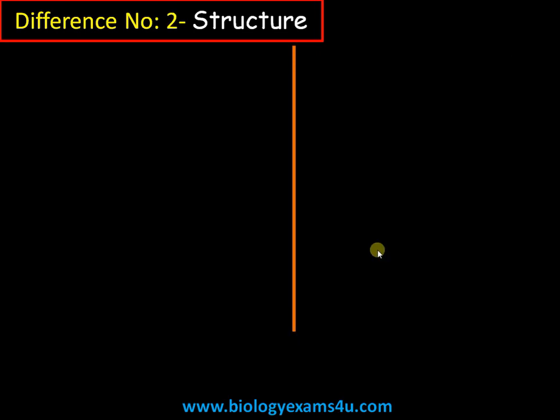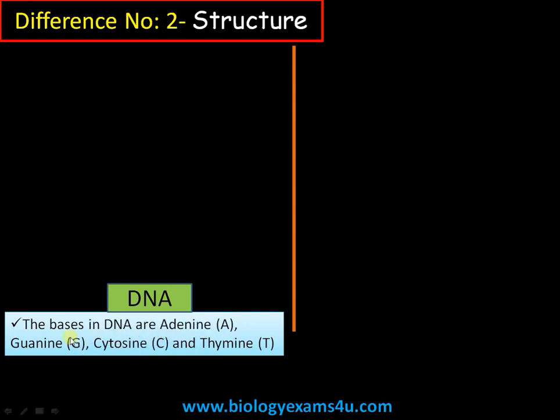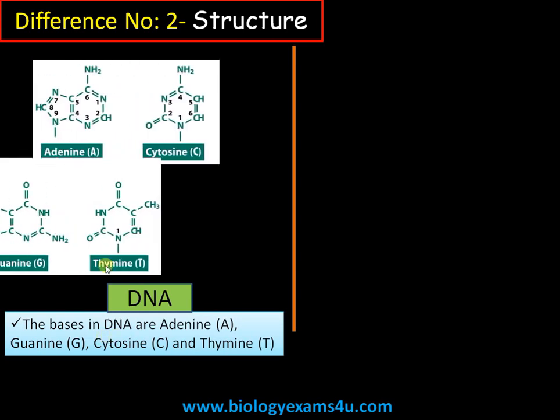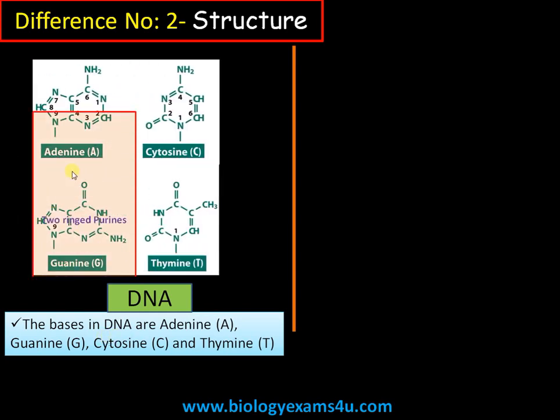Now moving into the second difference, that is also regarding the structure. This is regarding the presence of nitrogenous bases. The bases in DNA are adenine, guanine, cytosine, and thymine. And these are the four bases. Adenine and guanine are two-ringed and are called purines, whereas cytosine and thymine are single-ringed and are called pyrimidines. It is very easy to remember these pyrimidines, PY, and cytosine also, thymine also, both are having the letter Y.